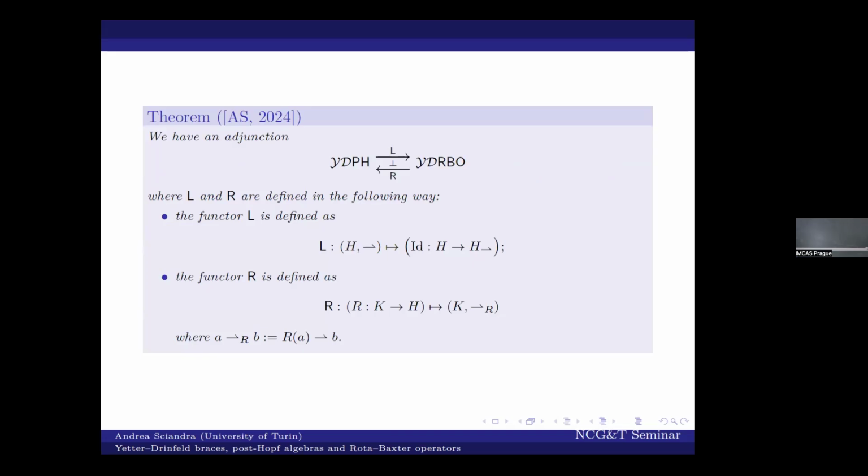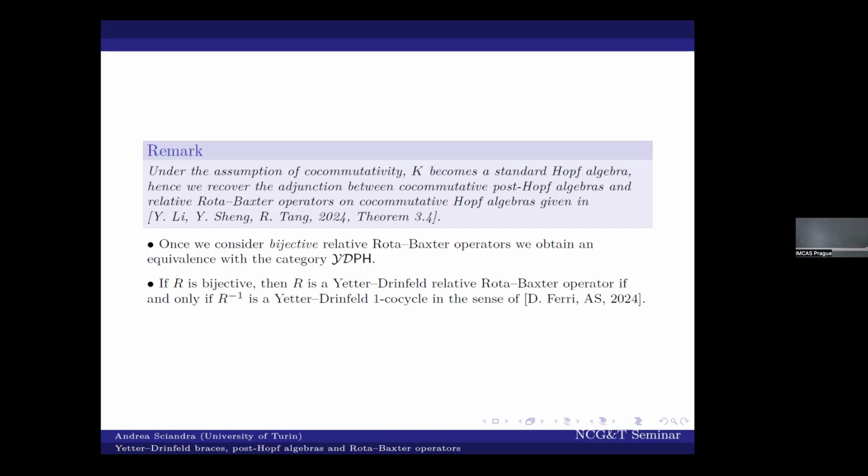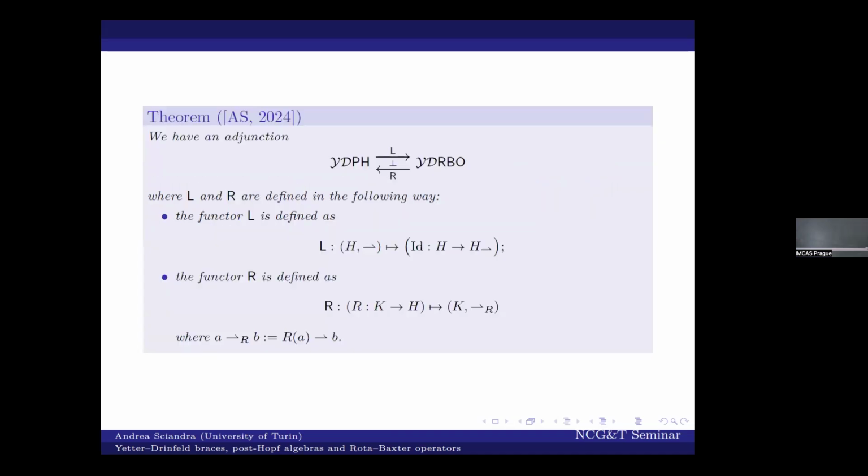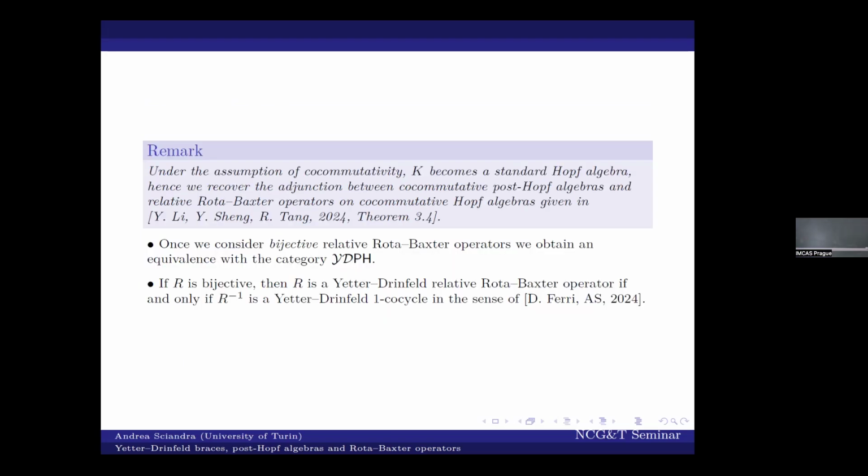So this adjunction here, which is just an adjunction in general, if you consider Rota-Baxter operators which are bijective, becomes an equivalence of categories. In case R is bijective, I also want to point out that R^{-1} coincides with the notion of Drinfeld one-cocycle that in fact we introduced in the paper with Davide. So under bijectivity, Rota-Baxter operators are just the inverse of one-cocycles. But here the adjunction is given with something which is not bijective in general. Under bijectivity, this becomes an equivalence.